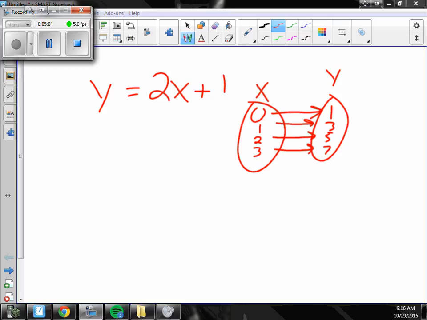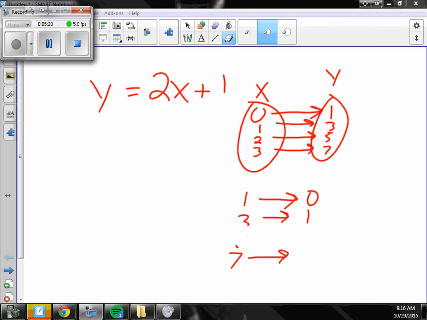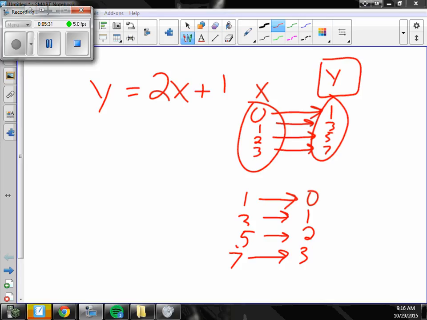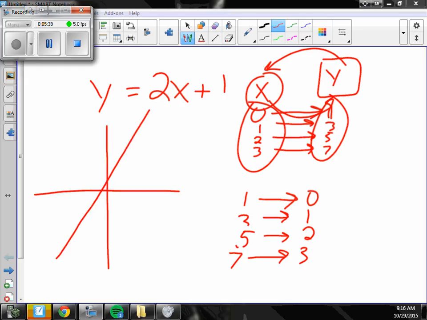So the inverse is just going to do the exact opposite. It's going to turn 1 into 0, 3 into 1, 5 into 2, and 7 into 3. Whoa, I got that backwards. That row's wrong. So essentially, all we did was took this group and moved it over here, and took that group and moved it over there.